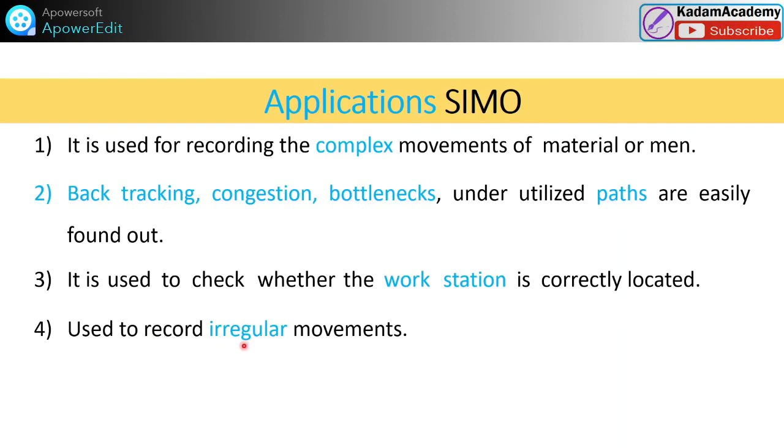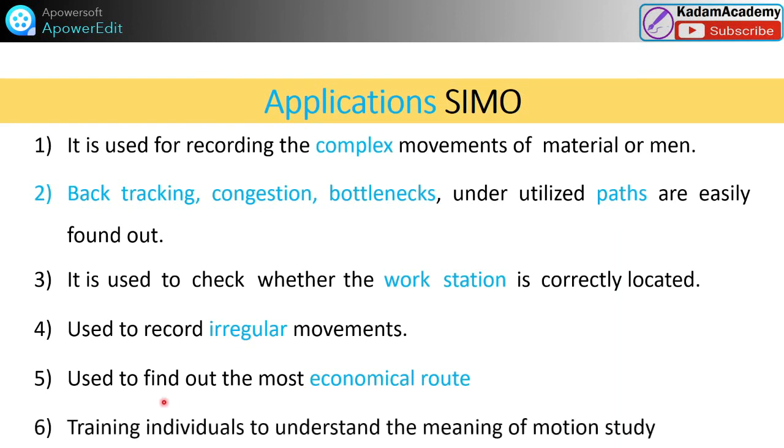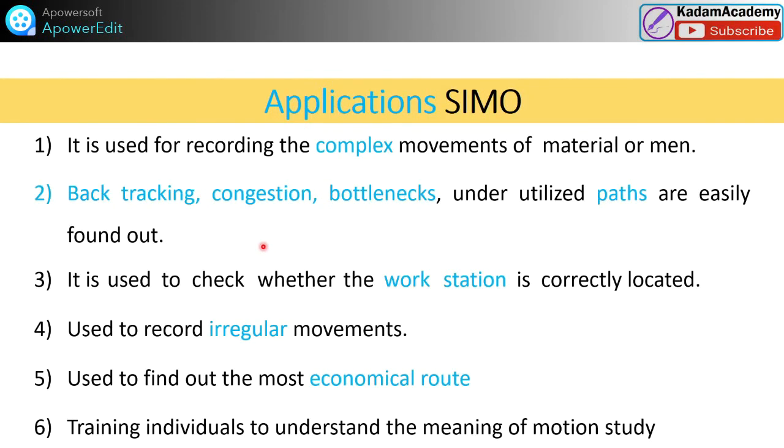It is also used to record irregular movements. The irregular movements you can also find out, and it is used to find the most economical route, which will be useful to increase the productivity and production of the industry. And lastly, we can use the recorded films for training individuals to understand the meaning of motion study. So this is regarding the SIMO chart and the micromotion study.